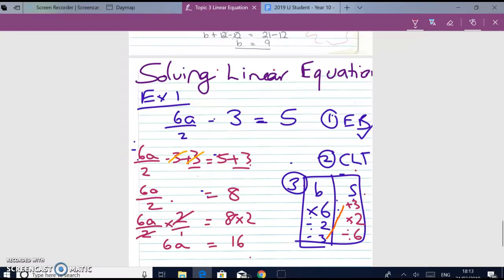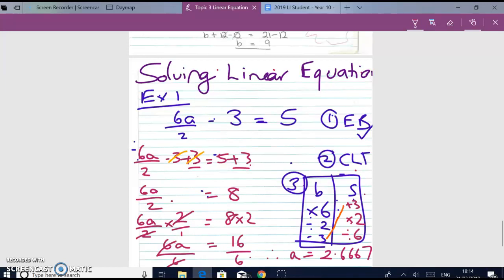Okay? And then my final step is that I'm going to divide by 6. Alright? So if I divide by 6, that is actually the same as putting it on a fraction. Fraction's just division. So I can divide both sides by 6. I cancel that one and cancel that one. I get a equals 16 over 6. And if you put that in your calculator, you'll get something like 2.6667.